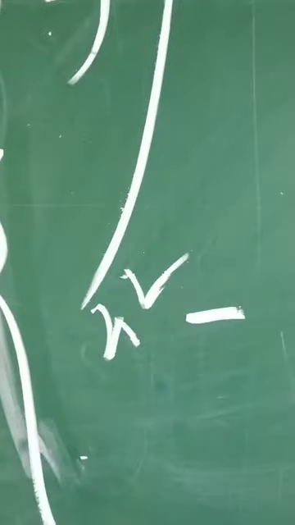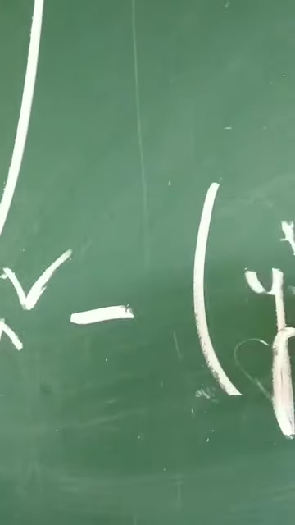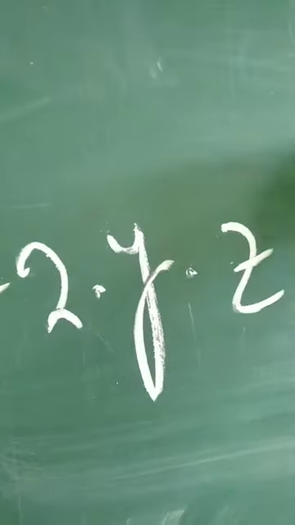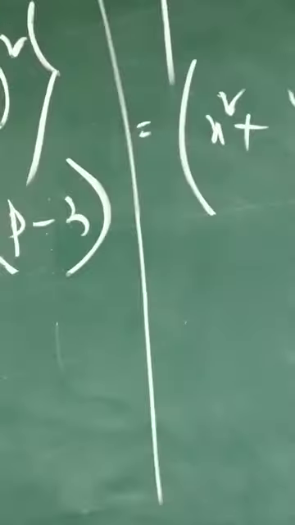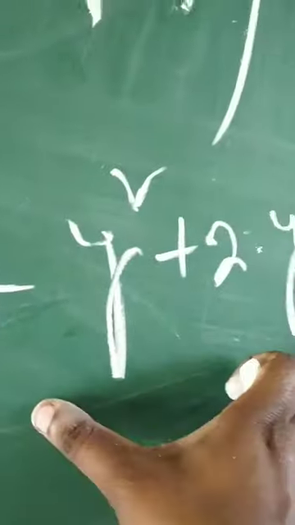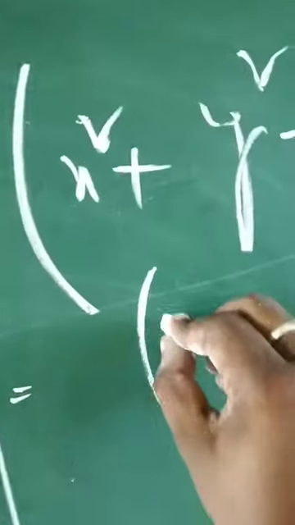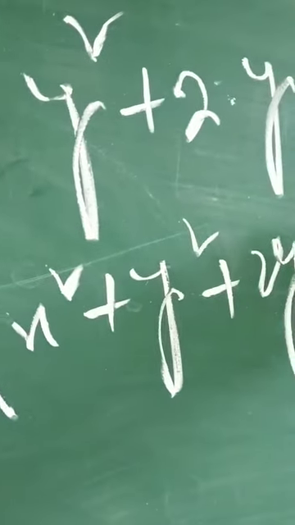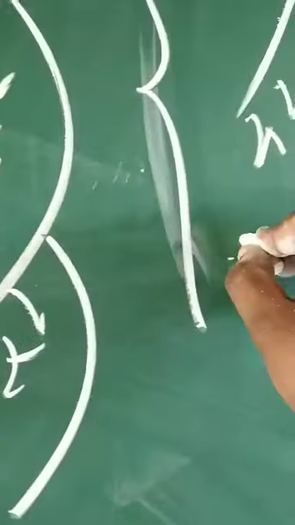Y plus z whole square can be factorized in the form of a plus b whole square. The formula is a square plus 2ab plus b square. Now, this one will remain as it is because we cannot factorize it. We cannot factorize this part further. So this one will remain as it is: x square plus y square plus 2yz plus z square. And this one will remain as it is.